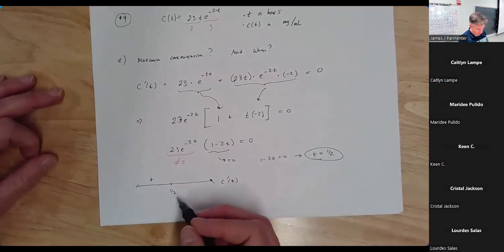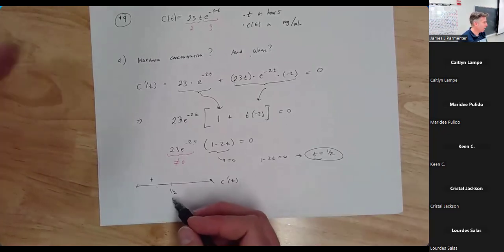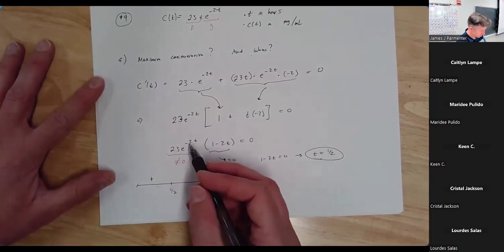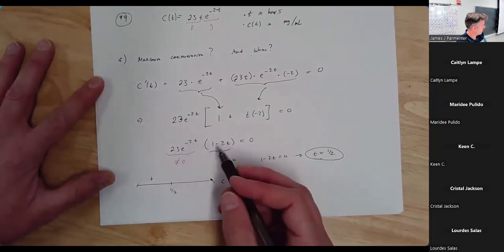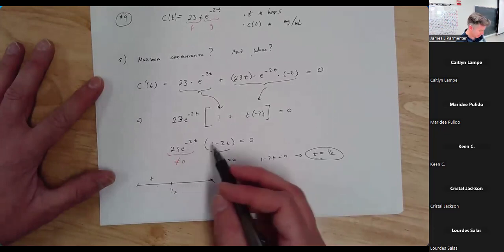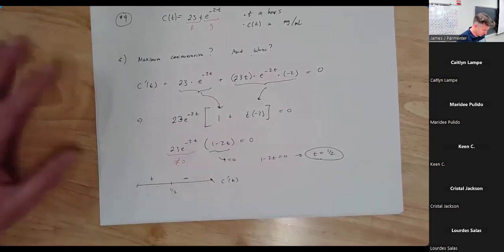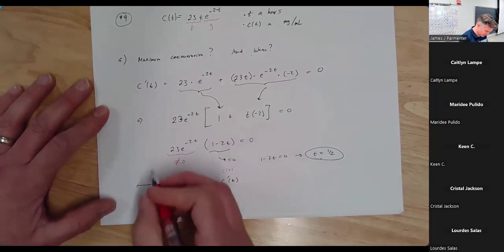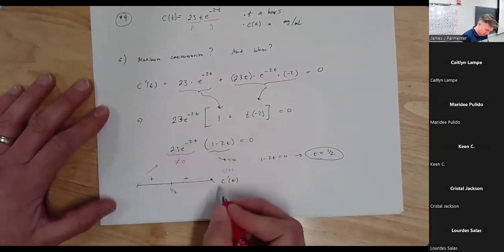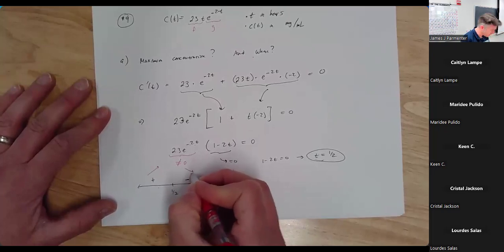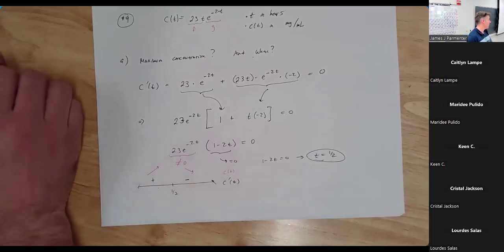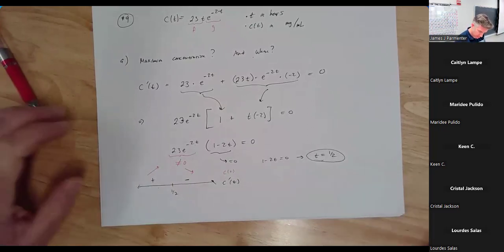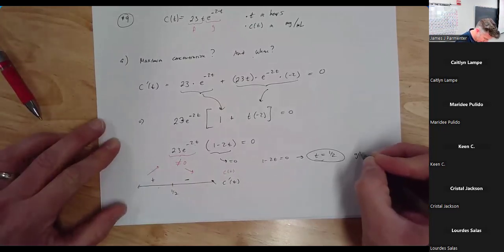And if I pick a number larger than 1/2, like 1, 23 times e to the anything is positive. And then 1 minus 2 times 1 is 1 minus 2, which is negative. And a positive times negative is negative. Meaning our original function, c of t, well, if the derivative is positive, the function was increasing. The derivative is negative, the function was decreasing. So we do indeed have a relative maximum at t equal to 1/2. So t equal to 1/2 does give us a maximum.